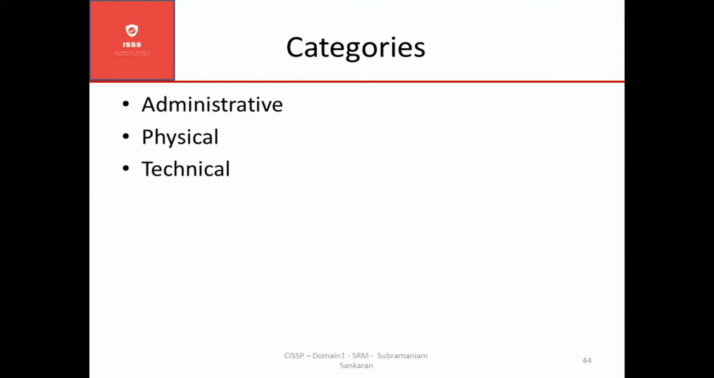Now, these are the categories of the security controls that we are going to have: administrative, physical, and then technical. Now, what is administrative? Administrative is also called a managerial control. The managerial controls are the controls which are going to guide the people. Usually it is a deterrent and then directive.